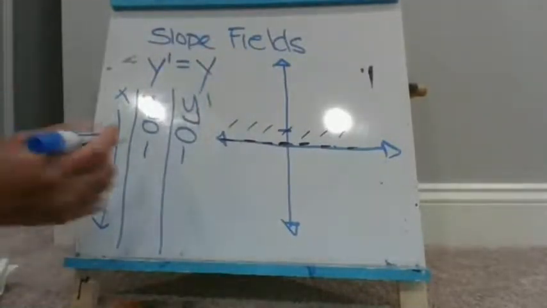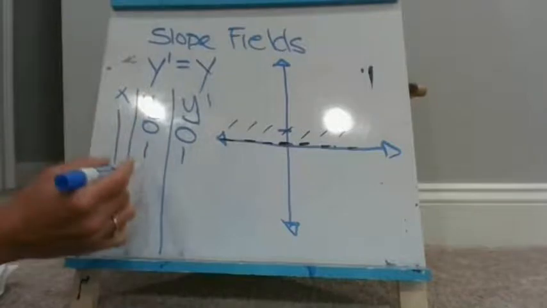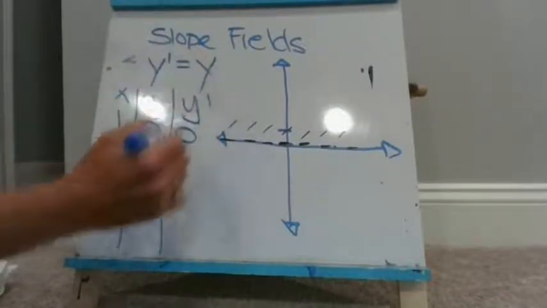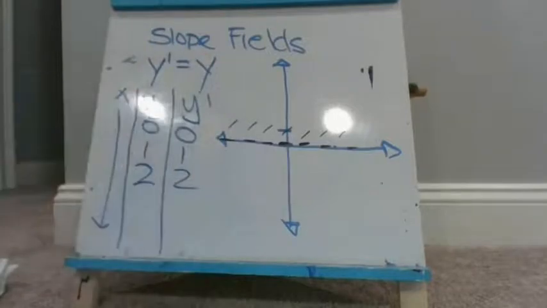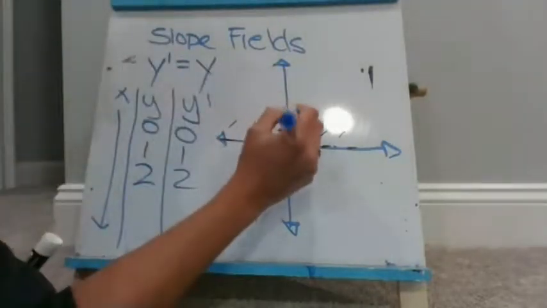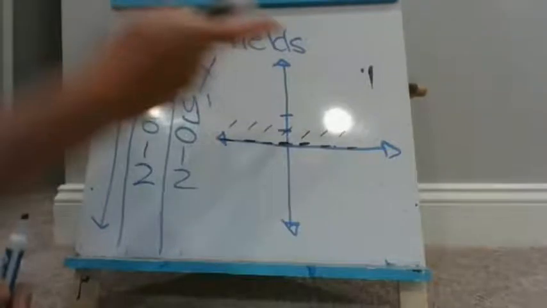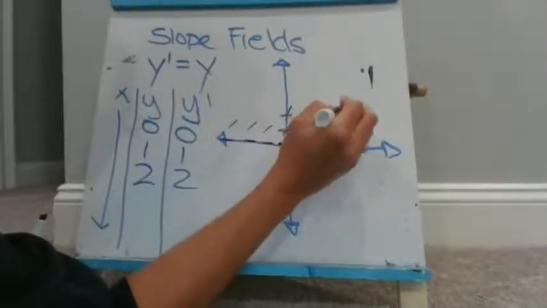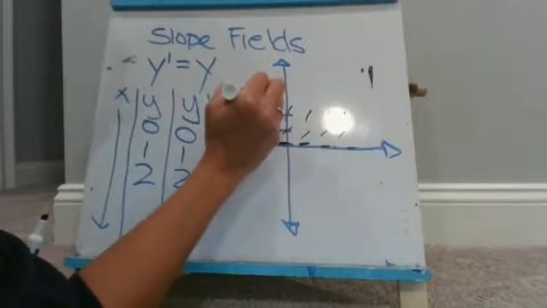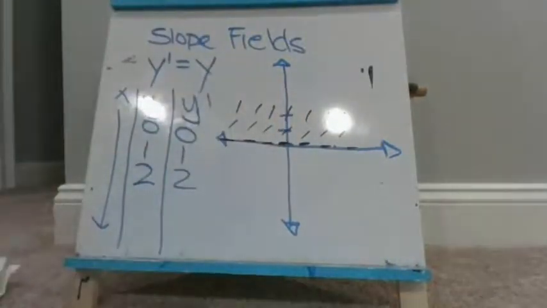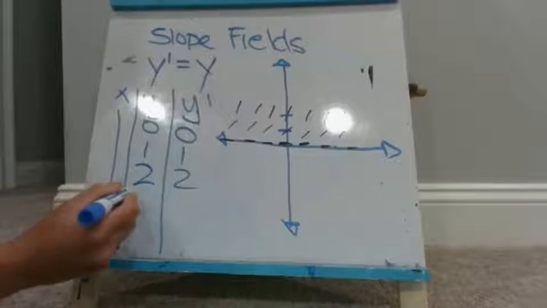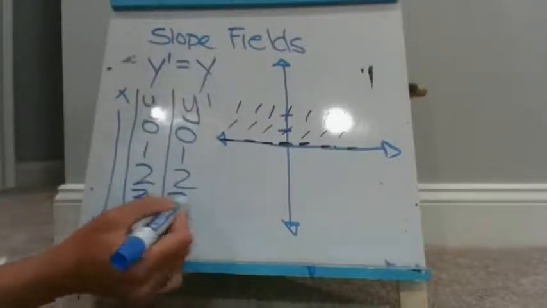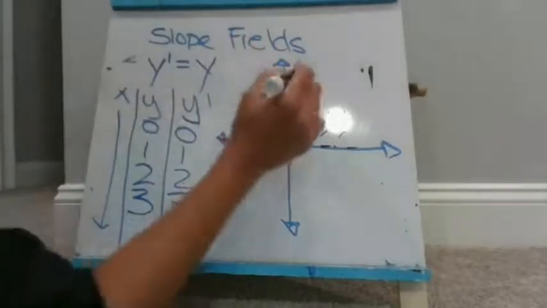And then when y is equal to 2, my slope is 2, because plugging 2 in here just gives me 2. So when I go to y equals 2, I have a slope of 2, which is going to be more steep. And then I keep going. If I plug in 3 here, I get 3, so that's even more steep for 3.